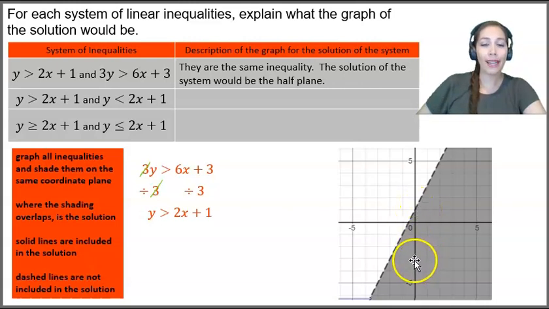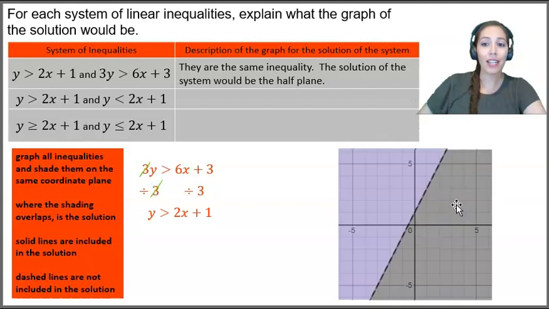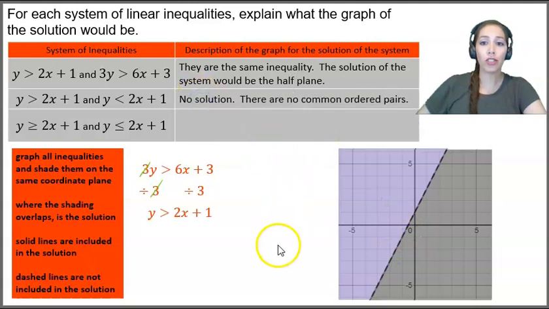So when we go ahead and put that purple and black together on the same graph, they look like this. Purple was on the top, black over here was shaded on the bottom, and they both had a dashed line at this part where they shared in common. And remember, dashed lines are not included in the solution. So because the purple one, the top one, was dashed, and the bottom one, the black one, was dashed, there is no solution. There's no overlap here. So on this problem here, there is no solution. There are no common ordered pairs.